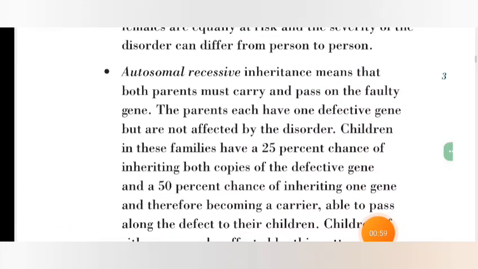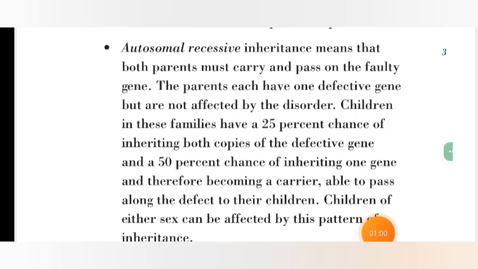The next one is the autosomal recessive inheritance, which means that both parents must carry and pass on the faulty gene. The parents each have one defective gene but are not affected by the disorder.